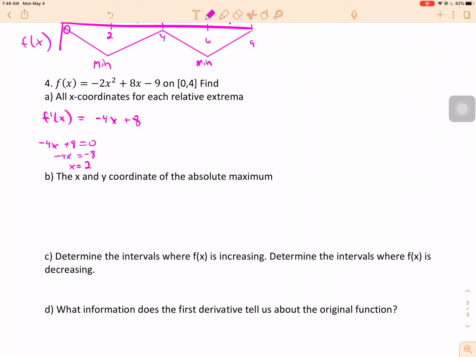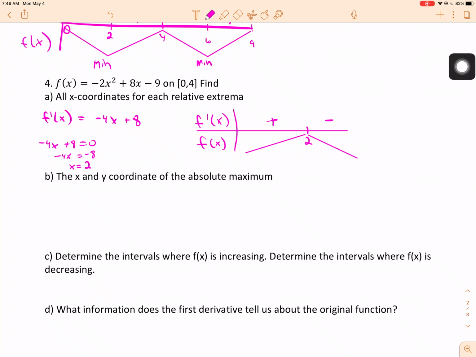So that means we have our first derivative test, and we know 2 is our critical value, so we have to plug in something to the right and to the left into the derivative. And let's see. So let's plug into negative 4x plus 8. Let's plug in 0. 0 is to the left. So we get 0 plus 8. It's positive. Plug in 3. Negative 4 times 3 is negative 12 plus 8. Negative 4 is negative.